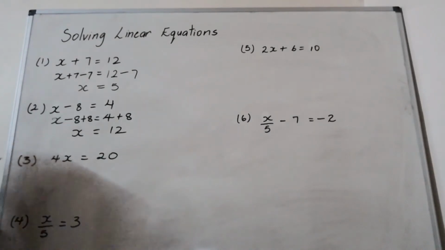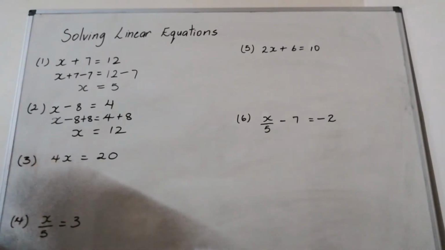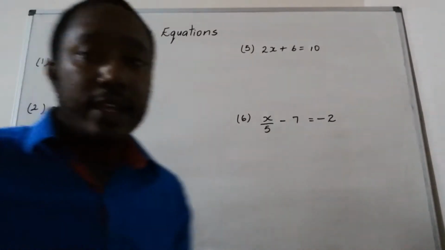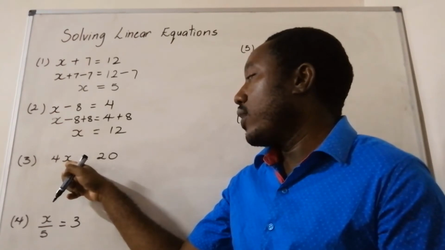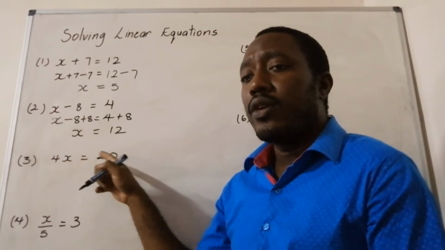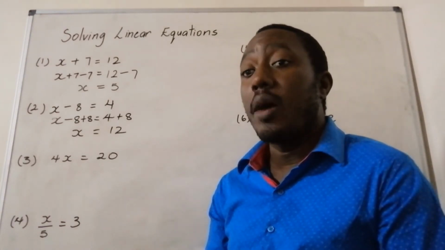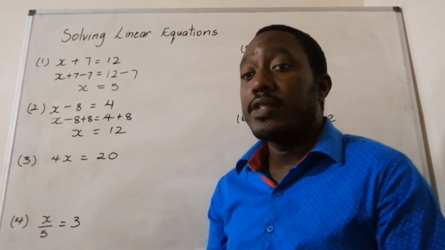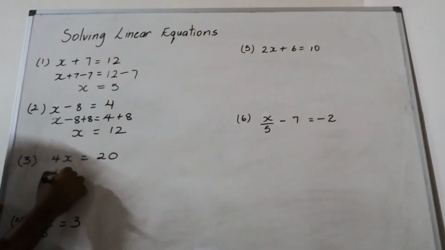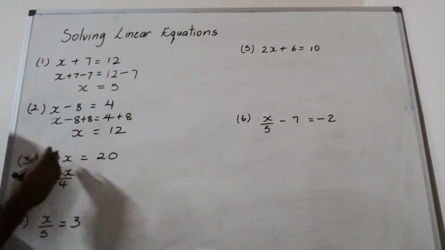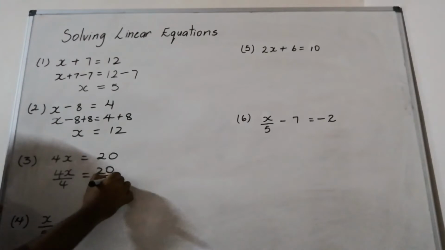Now, let's look at another example. We have 4x equal to 20. When we have 4x, it means that we're multiplying 4 by x. So 4 times this variable will give us 20. For us to get rid of that 4, since it's multiplying, we have to do the opposite of multiplication, which is division. So we divide 4x by 4. And remember, whatever we do on this side, we must do on the other side. 20 divided by 4.